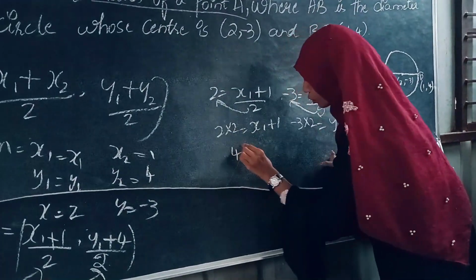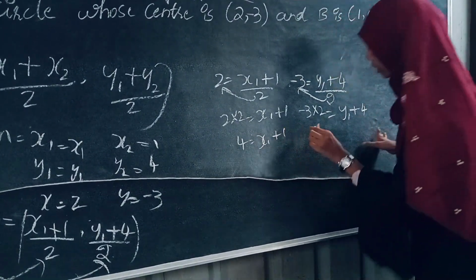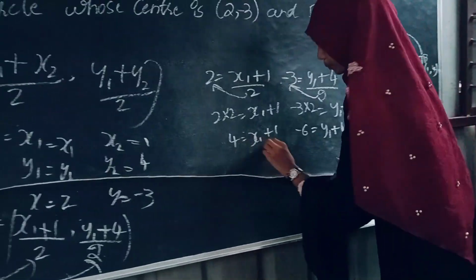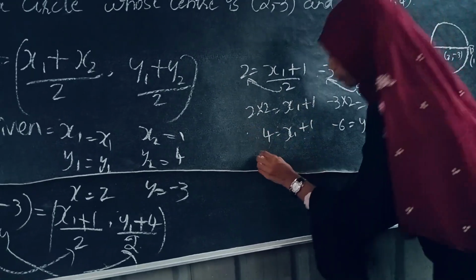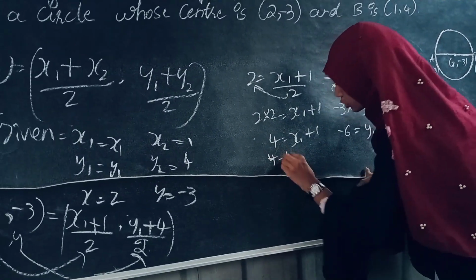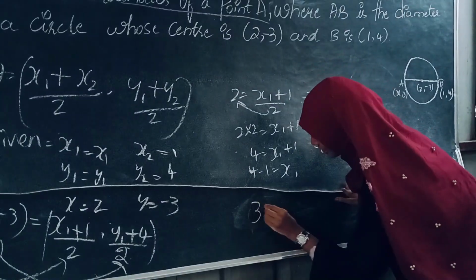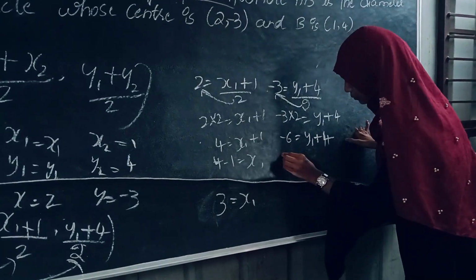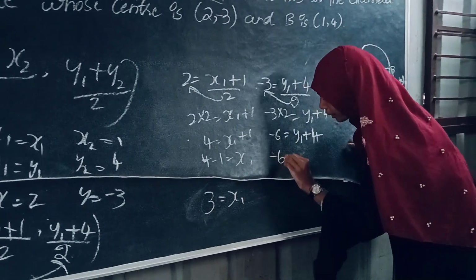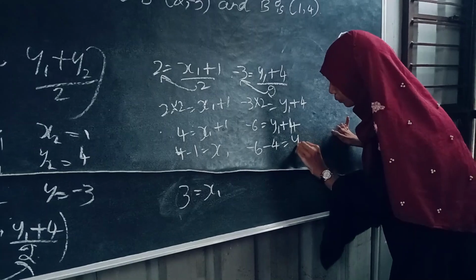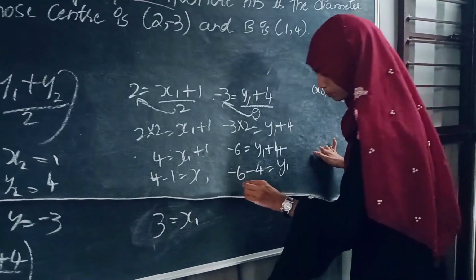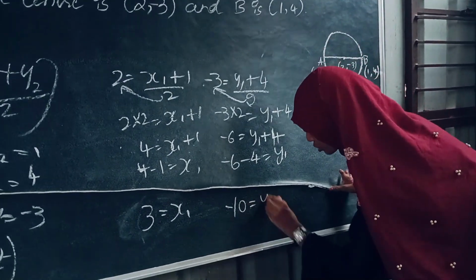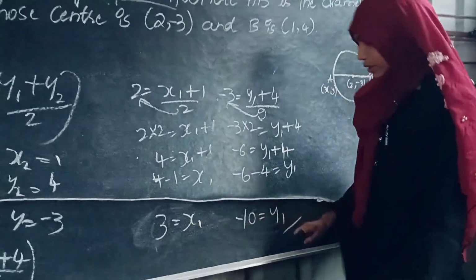2 into 2 is 4 is equal to x1 plus 1. 3 twos are 6, minus 6 is equal to y1 plus 4. This plus 1 will go here, means minus 1, and 4 minus 1 is 3, so x1 is 3. This plus 4 will go here, means minus 4, minus 6 minus 4 is equal to y1. Minus into minus is plus, the symbols are same so we will write minus only, 10 is equal to y1. So x1 is 3 and y1 is minus 10.